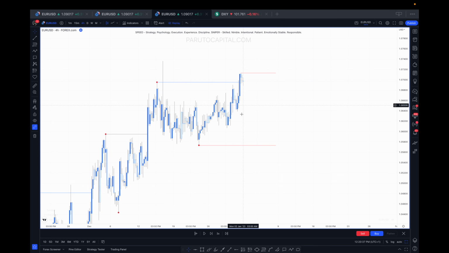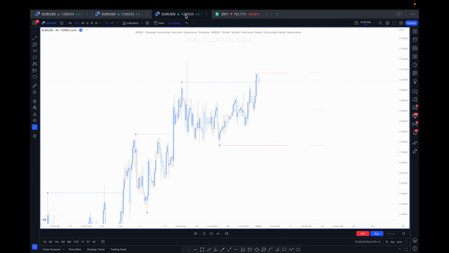So I know my range is between this guy and this guy here. I can also put my PD array, premium discount array, just to also guide me. For the 4R, I can just choose that PD 4R, and I know that this is it. So down to the 15 minutes.